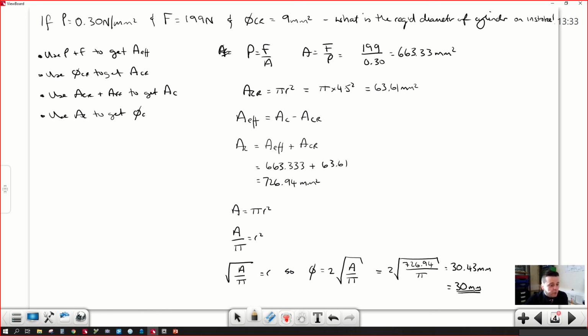So if we had a 30 millimeter diameter cylinder with a 9 millimeter cylinder rod, and we supplied it with 0.3 newtons per millimeter squared, it would generate a force of 199 newtons. Fantastic. That's it. That's the whole process.